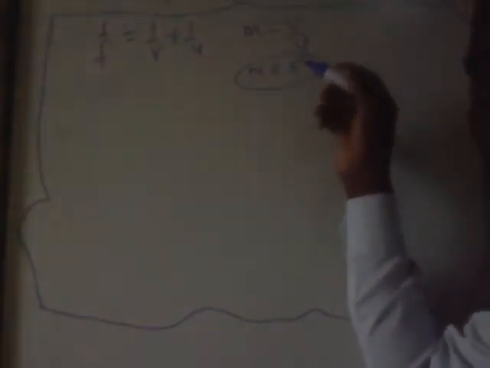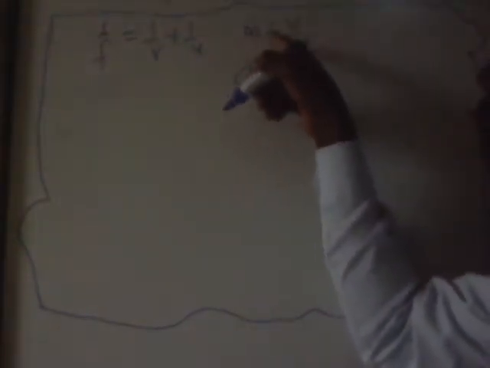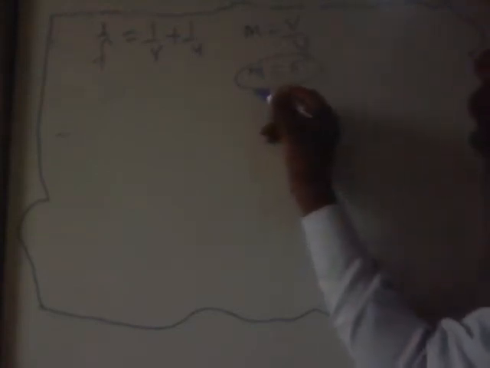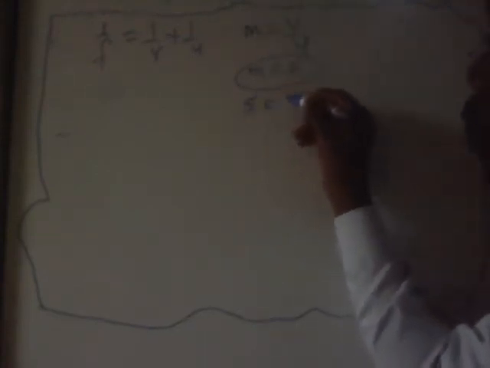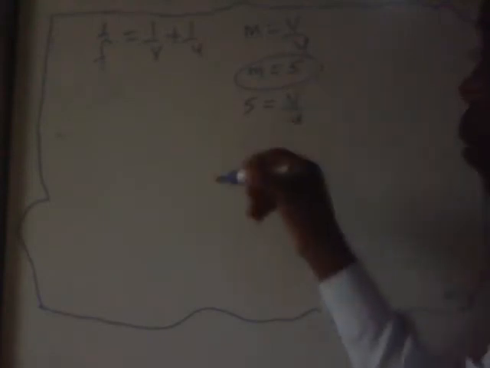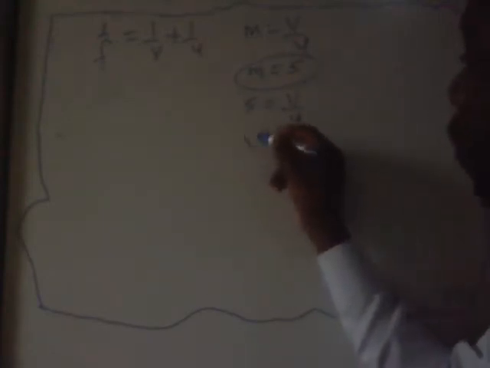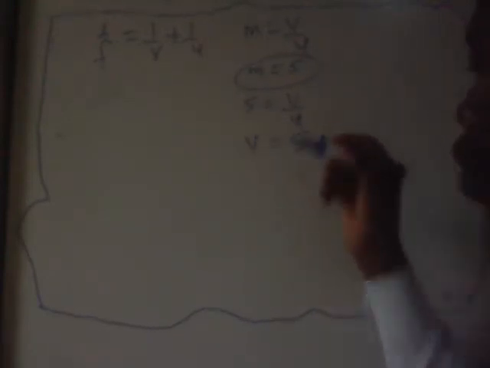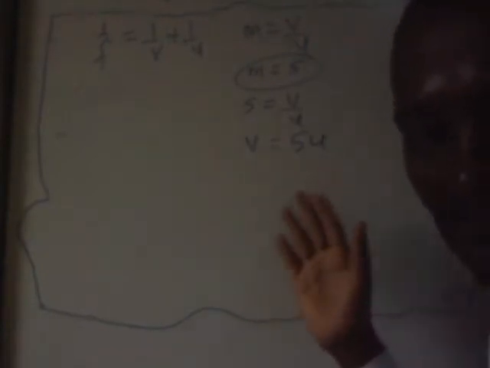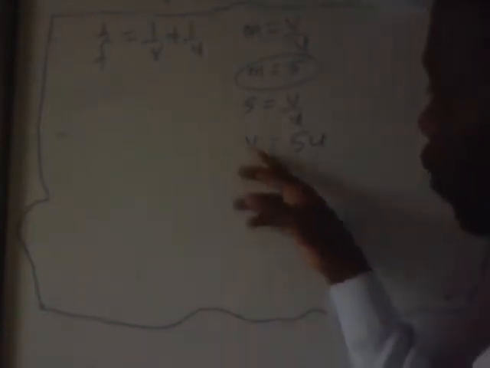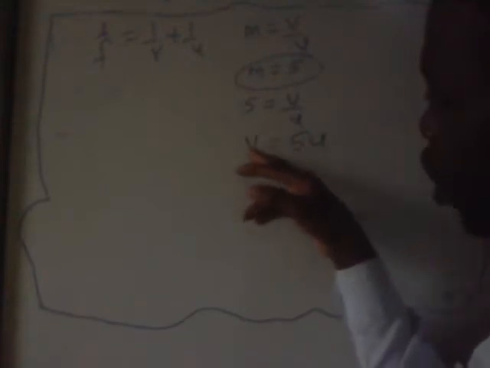When you substitute into M equals V over U, 5 equals V over U. When you multiply, you have V equals 5U. So that is one part of the solution: V is equal to 5U, so the image is 5 times the size of the object.